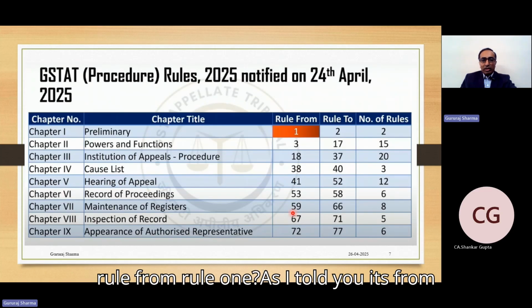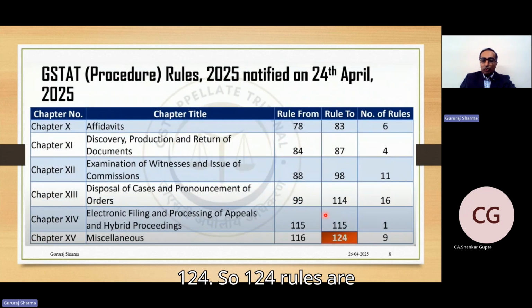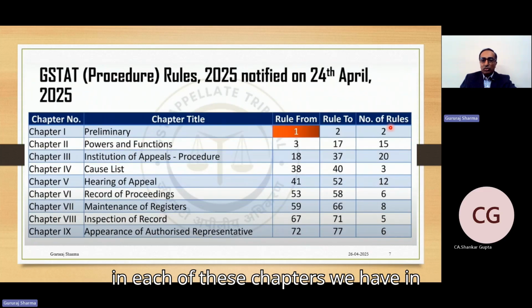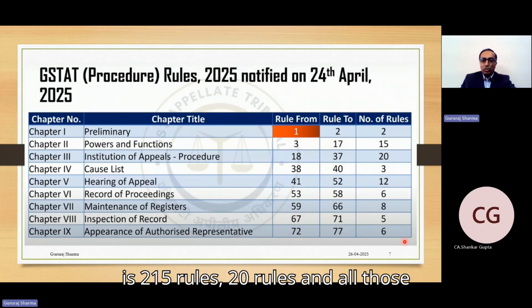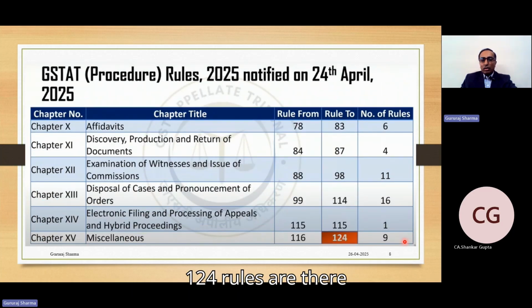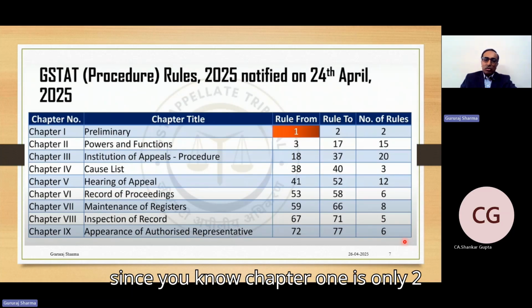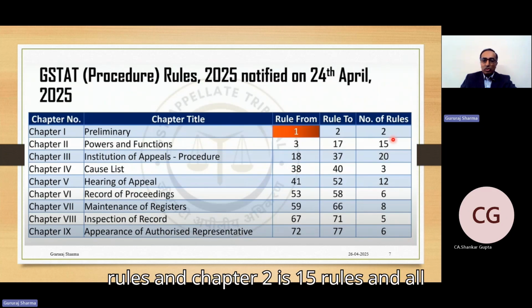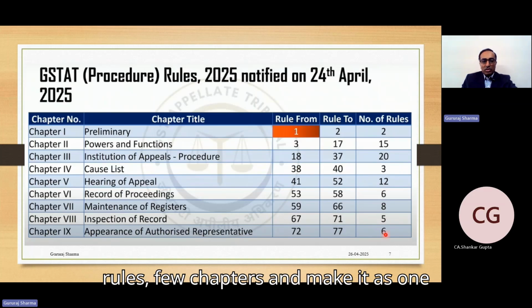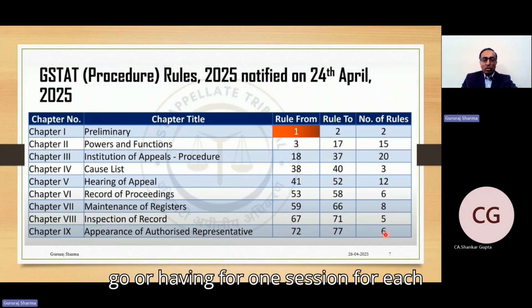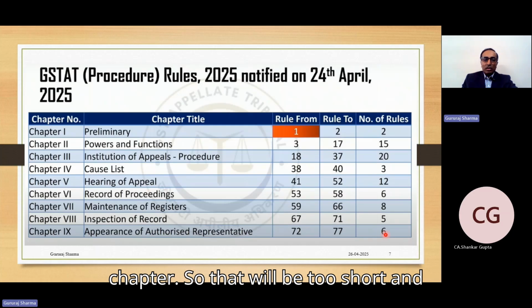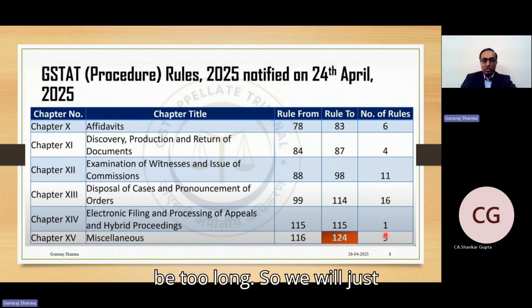Now, what are the rules issued by the tribunal itself? As I told you, they run from rule 1 to rule 124. The 124 rules are divided into 15 chapters. In the preliminary chapter you have 2 rules, then the next has 15 rules, then 20 rules, and so on. All in all, there are 124 rules. We will be discussing, as I promised, a clause-by-clause analysis of each of these rules. However, since chapter 1 has only 2 rules, and chapter 2 has 15 rules, we will club a few chapters together into one session, instead of having one session for each chapter, which would be too short, or having all sessions in one shot, which would be too long. So we'll just try to manage.